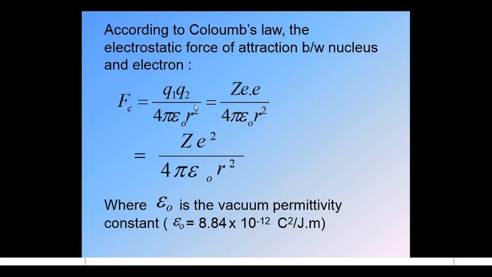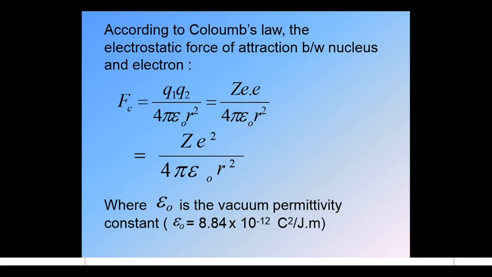We know from Coulomb's law we can write the coulombic force of attraction Fc as 1 by 4 pi epsilon 0 q1 q2 by r square. Now what is the charge of the electron? e. What is the charge of the nucleus? Ze. The distance between them is the orbital radius, that is r. So you can write Fc as Ze square by 4 pi epsilon 0 r square, with epsilon 0 as the permittivity constant, that is 8.84 into 10 raised to minus 12 coulomb square per newton meter square. So this is the coulombic force of attraction between nucleus and electron.